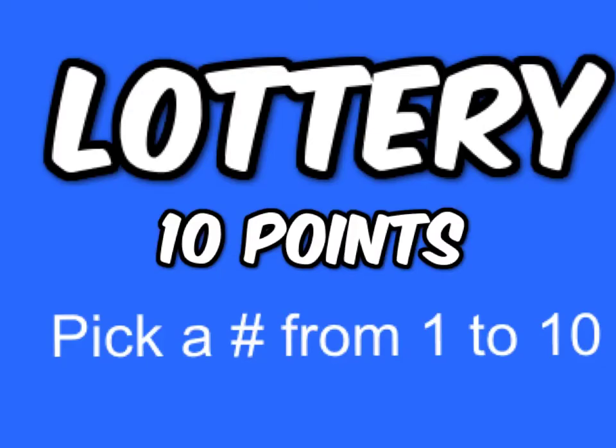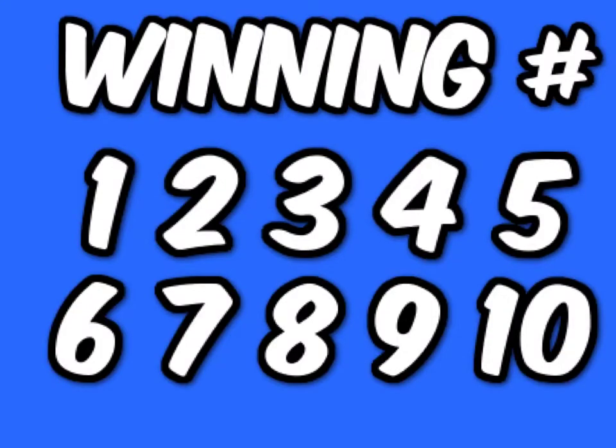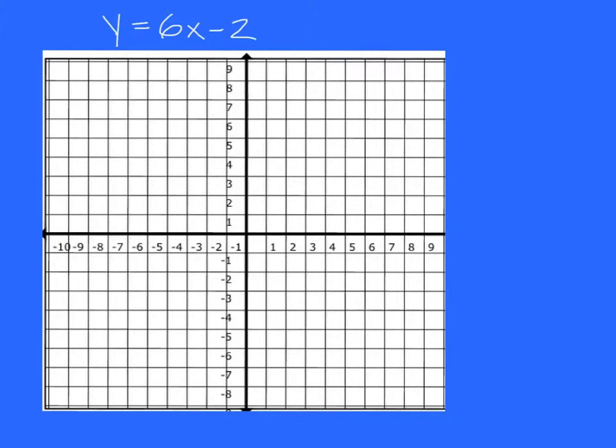Pick a number from 1 to 10. The winning number is 9. On the practice problem, you need a dot at the negative 2 on the y-axis, and you go up 6 and to the right 1, and then make a line. That line should look like this, arrows at both ends.